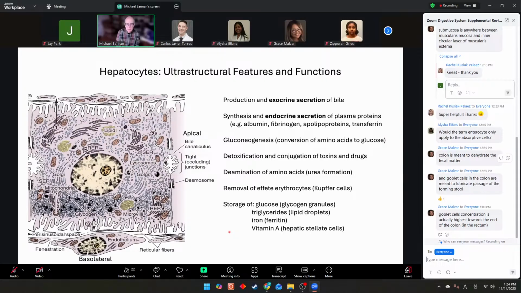The hepatocyte also engages in numerous biochemical reactions, such as gluconeogenesis, the conversion of amino acids to glucose, deamination of amino acids, by which we form urea, the waste product, and then it is very involved in detoxifying and conjugating toxins and drugs, respectively. These functions occur mostly in smooth endoplasmic reticulum.